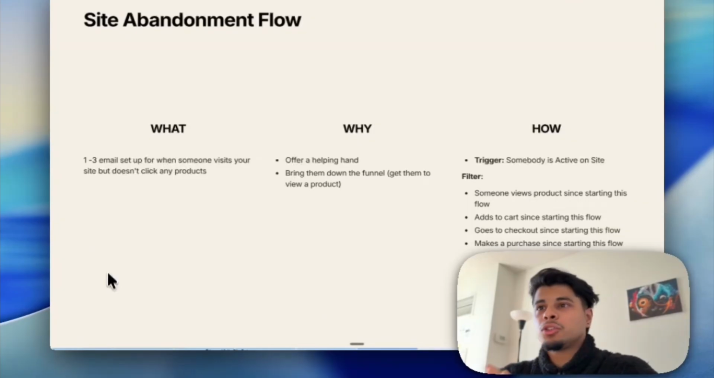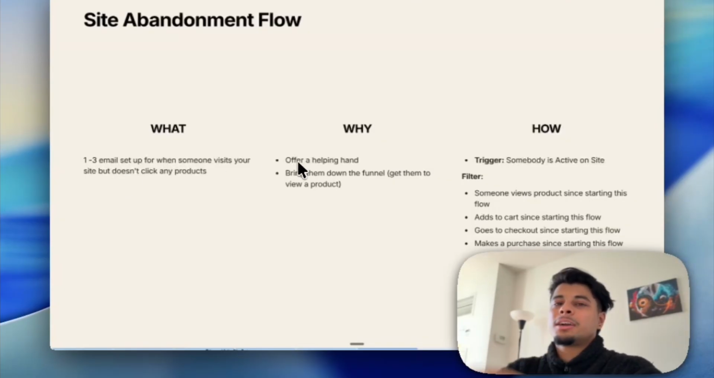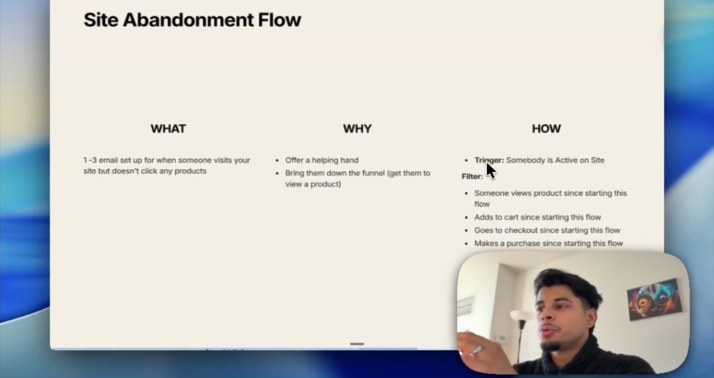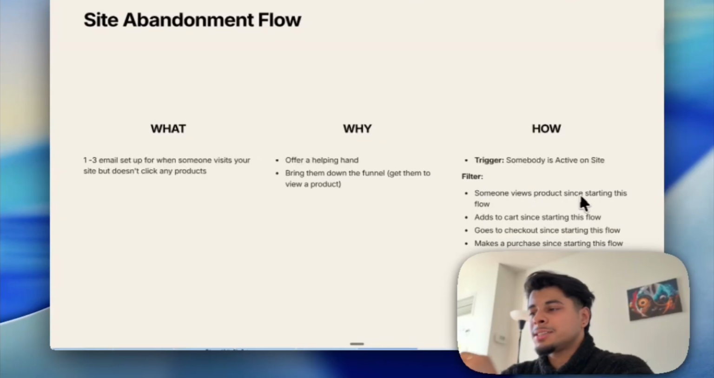So now we're going to talk about the site abandonment flows. We need to set up 1 to 3 emails for when someone visits your site but doesn't click any product. We just have to help them to take a first action, basically browsing a product, so that they can go to your site and start browsing again. And what's the trigger? The trigger will be when somebody is active on your site. Filter: somebody views your product since starting of these flows.